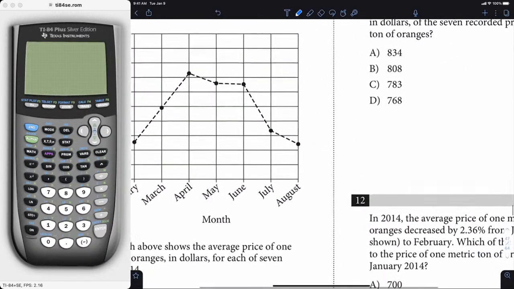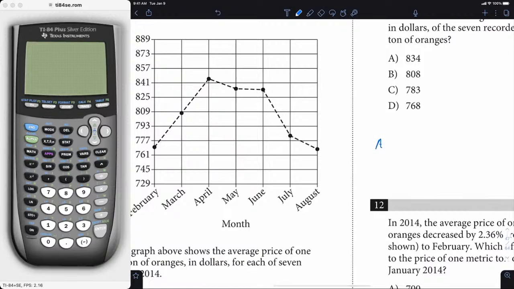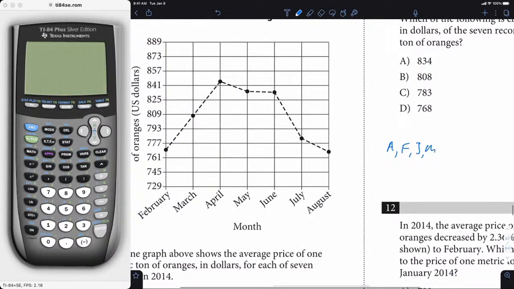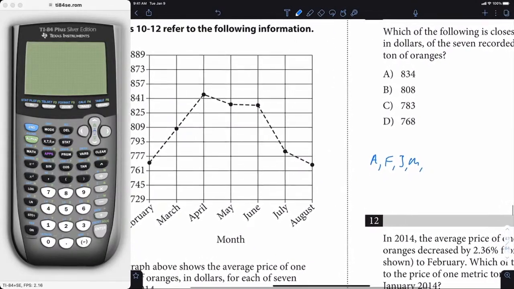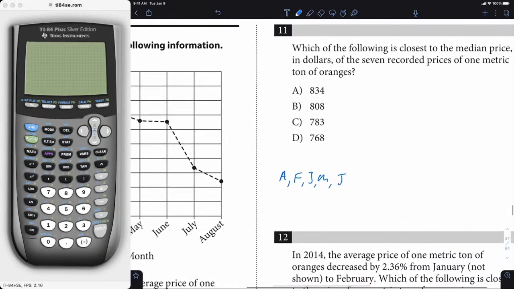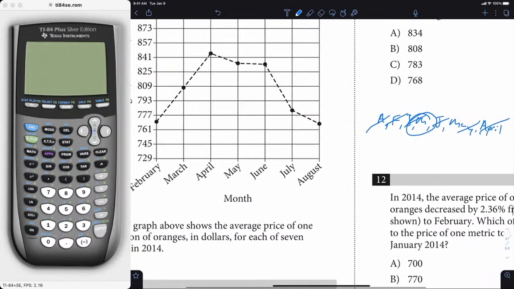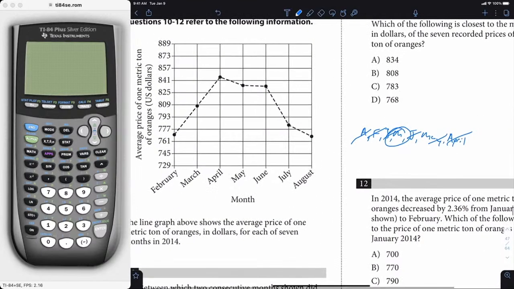So let's organize these from least to greatest. Our least value is going to be August, and then maybe February, and then July, and then let's see, what's that one right there? March. And then after March, I'd say June, May, and April. Let's go ahead and cross these off. Our middle value is March. So the answer is going to be about 808, right? Because March is at about 808.